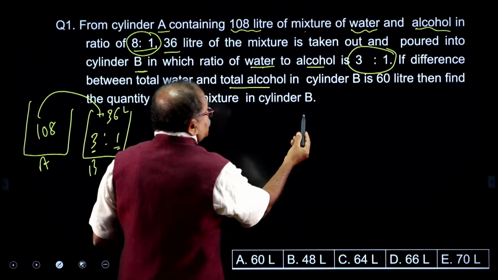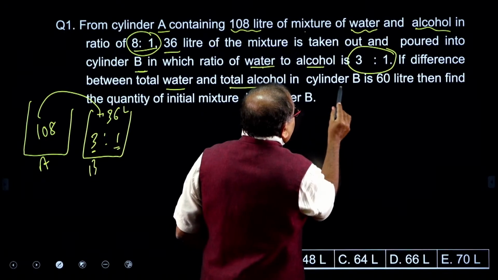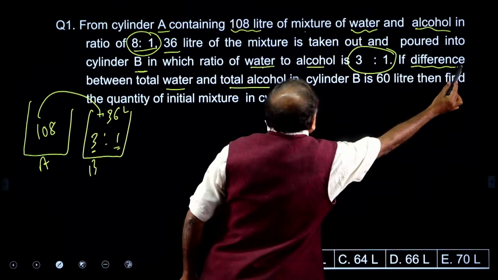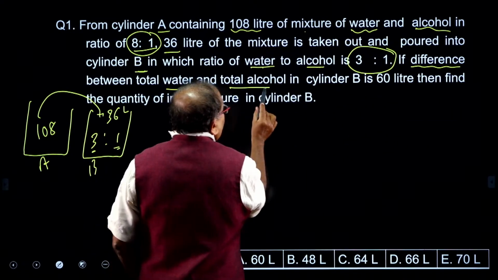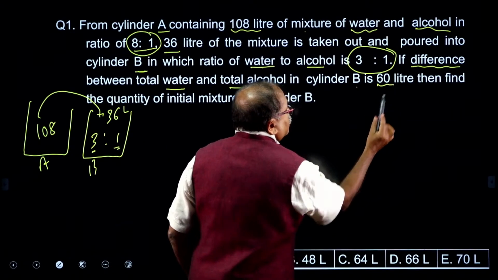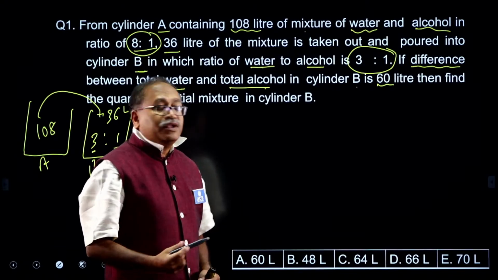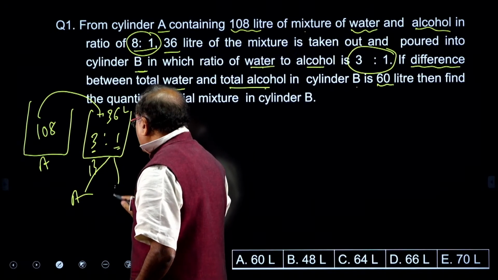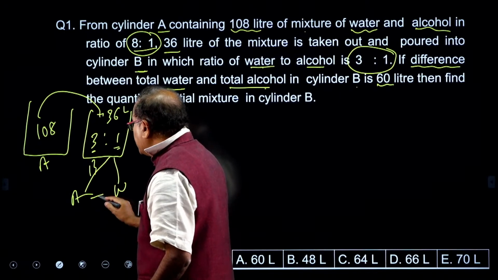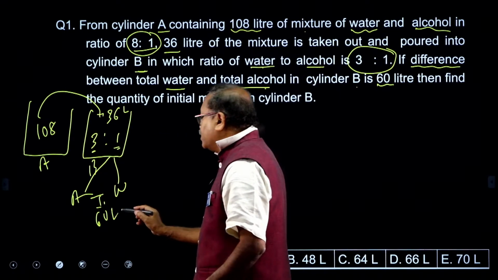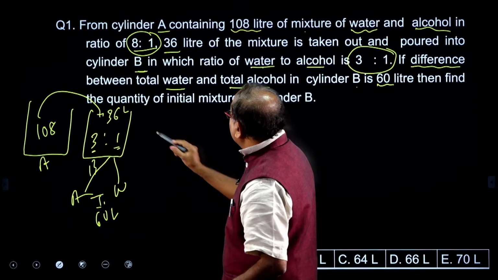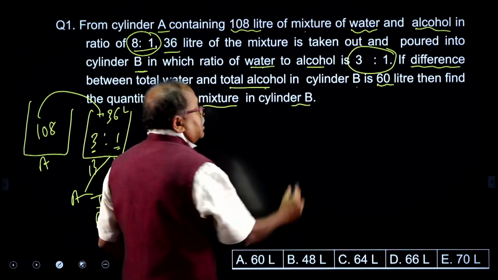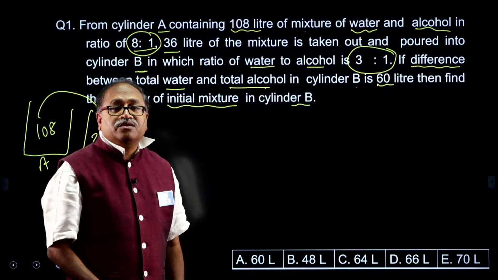The next one says that cylinder B has... if the difference between the water and alcohol in B is now 60 liters, the difference between alcohol and water over here, there is alcohol and water. So the difference over here is 60 liters given to us. Then what is the question? The question is, find the initial mixture of cylinder B. What is the initial mixture of cylinder B?